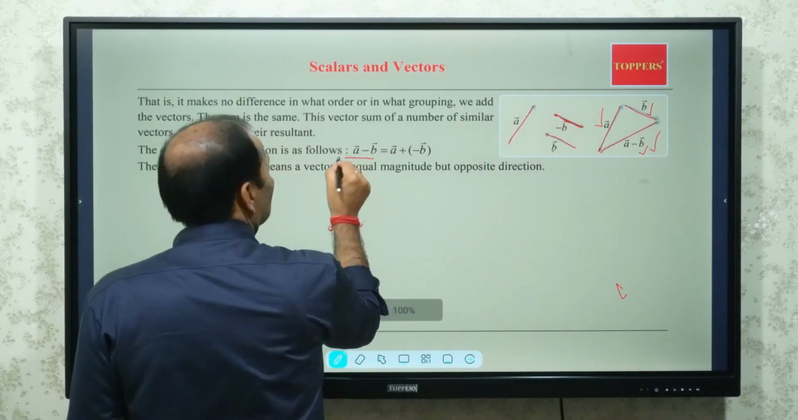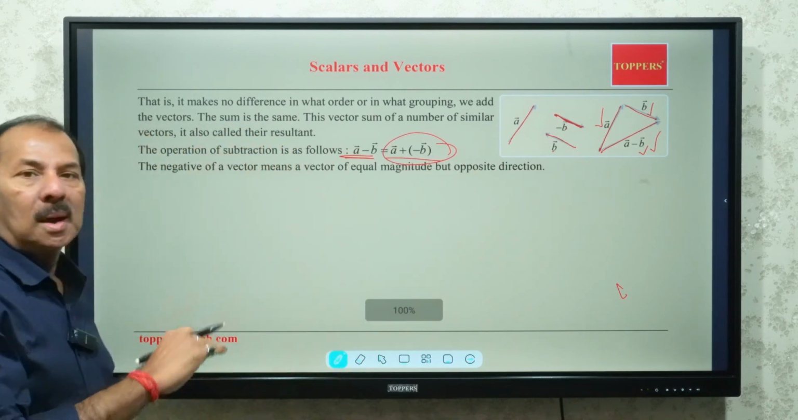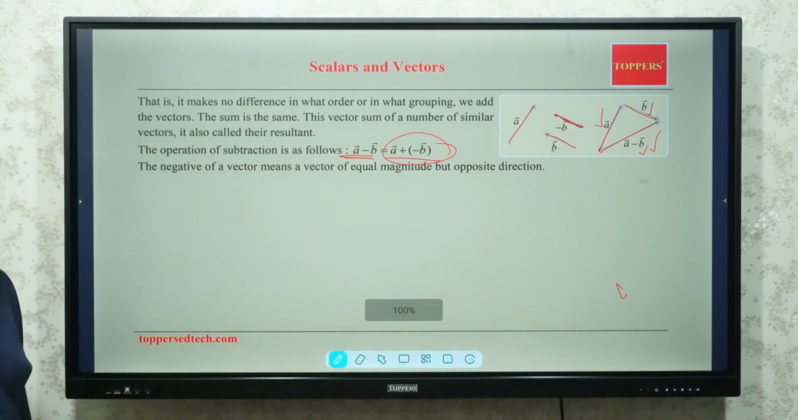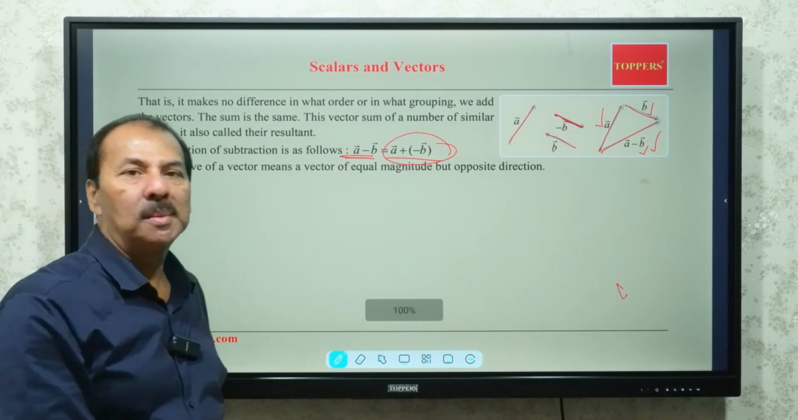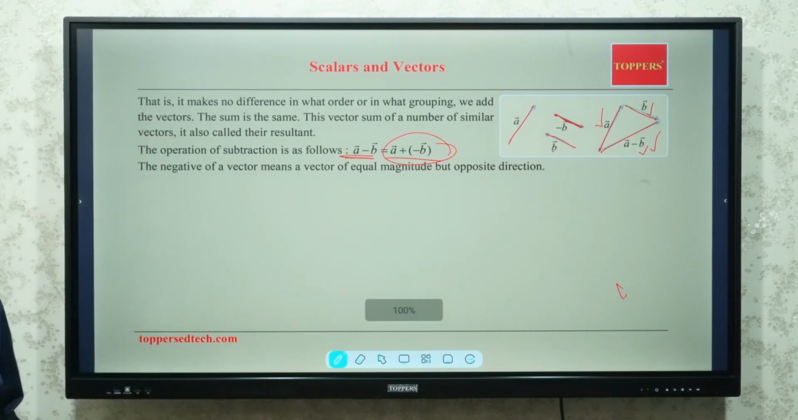So you can see this, A minus B is nothing but A plus minus B. If you have to subtract two vectors, make the second vector in the opposite direction, and that becomes the addition of the vectors. So addition or subtraction, they are almost the same thing. The only thing is the vector has to be taken in the opposite direction of its real direction.